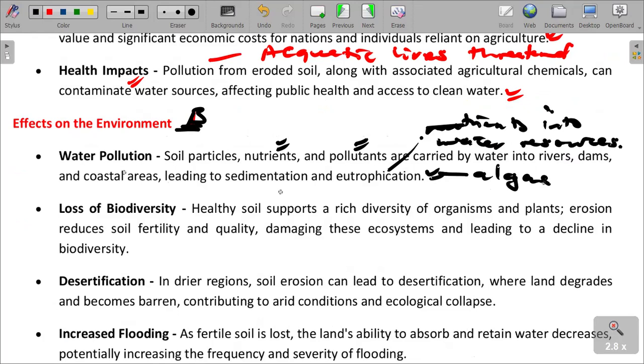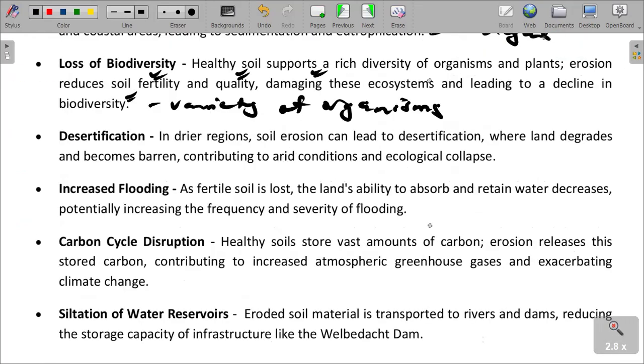Biodiversity: we have mentioned that organisms are affected because erosion reduces soil fertility and quality, damaging these ecosystems and leading to a decline in the variety of organisms. The variety of organisms that we have in our ecosystems is disturbed because of soil erosion. Desertification is another third point that we cannot omit. In drier regions, soil erosion can lead to desertification, where land degrades and becomes barren. It becomes unproductive.